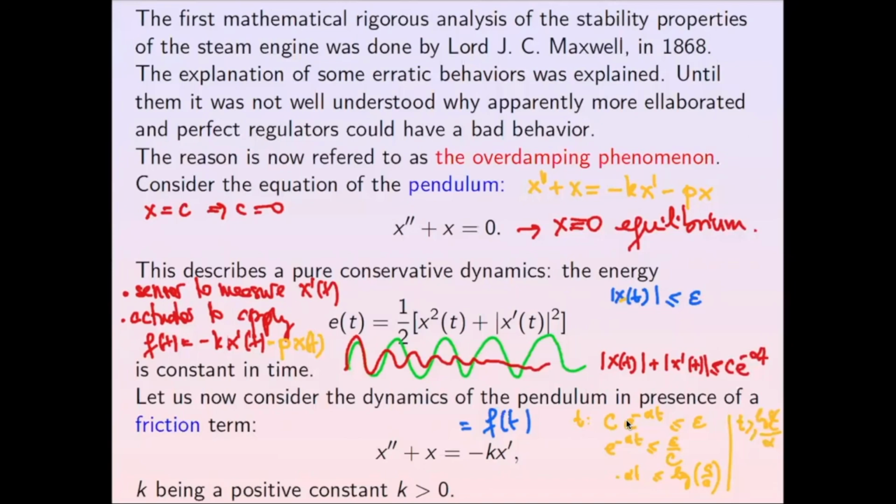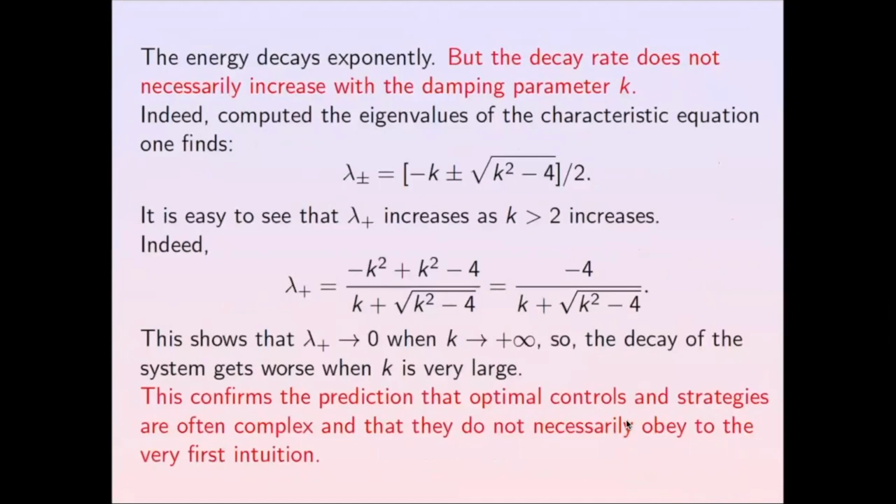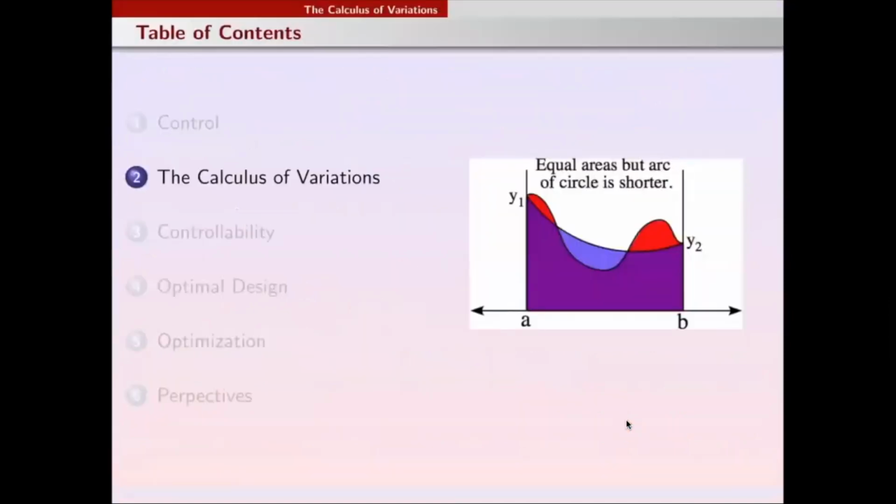Okay? So you need sensors, right? You need information about the system, and then you need actuators. You need devices in order to act efficiently on the system. Okay, so this was a short introduction to control.